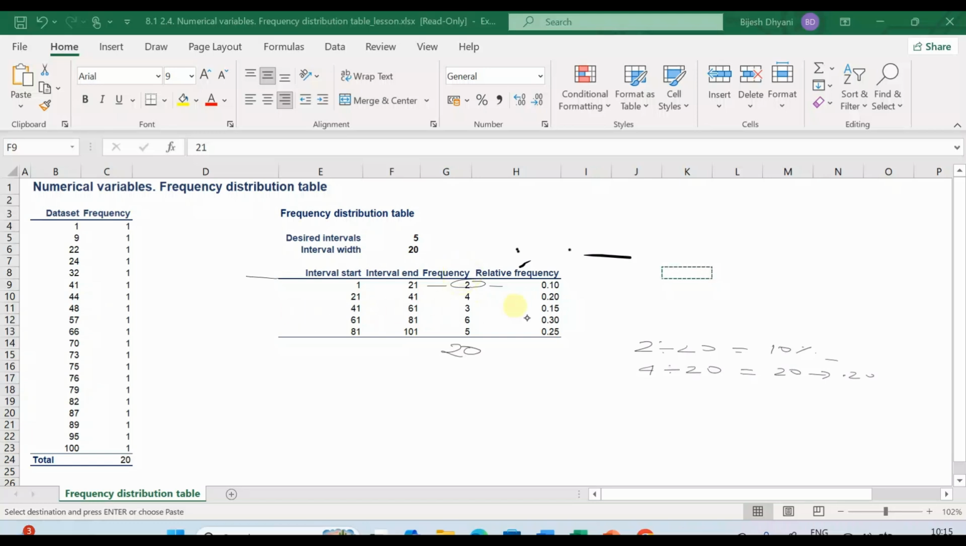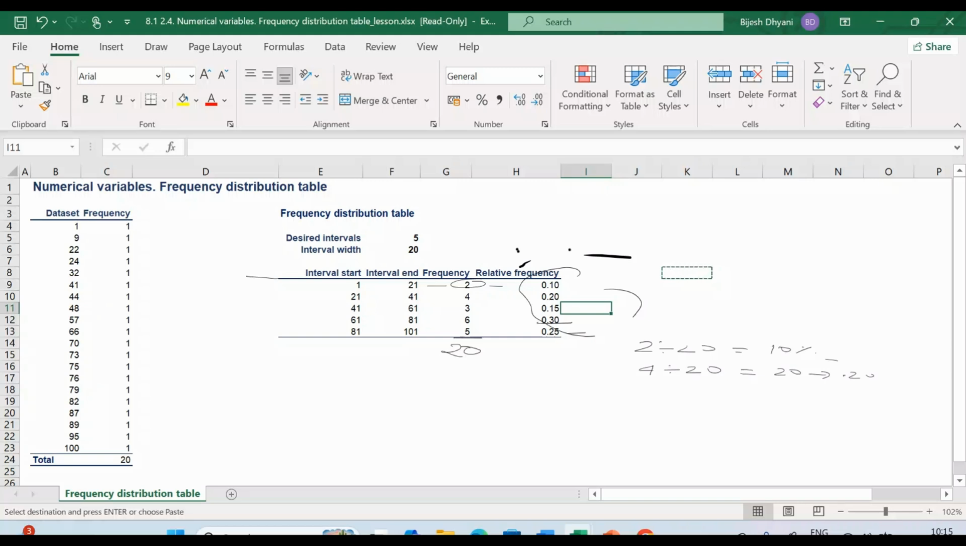So now we have calculated the relative frequency of 0.15 in a similar way. We have calculated for 61 to 81 in a similar way. So we have calculated the relative frequencies for all of these. The total of this is 20. So the key takeaway from numerical data is that it is best summarized by grouping observations into intervals. Remember this: numerical data can be best summarized by grouping observations into intervals.